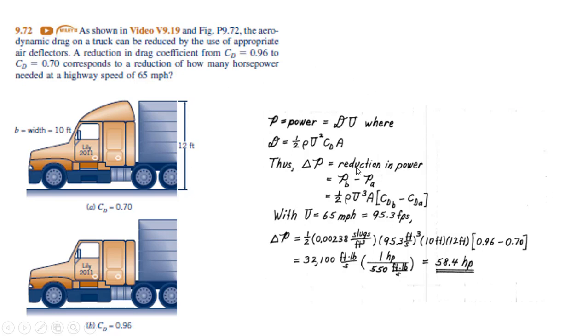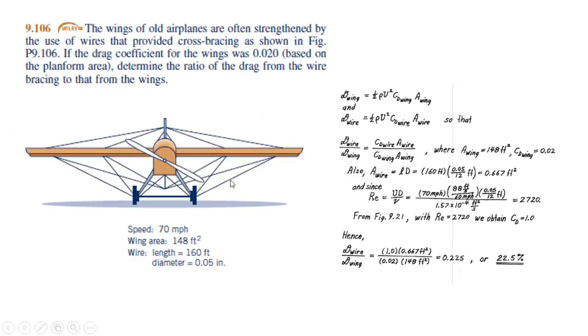So this actually gives you a very interesting idea that even just by installing a small deflector, आप बहुत ज़्यादा energy power को save कर सकते हैं. That is, you can save 58.4 horsepower, and this much of power will basically translate to the reduction of the fuel. तो आपकी fuel consumption कम हो रही है, and that's by just simply installing a deflector. अब आगे चलते हैं. Let's say we have another problem, which is problem number 106.